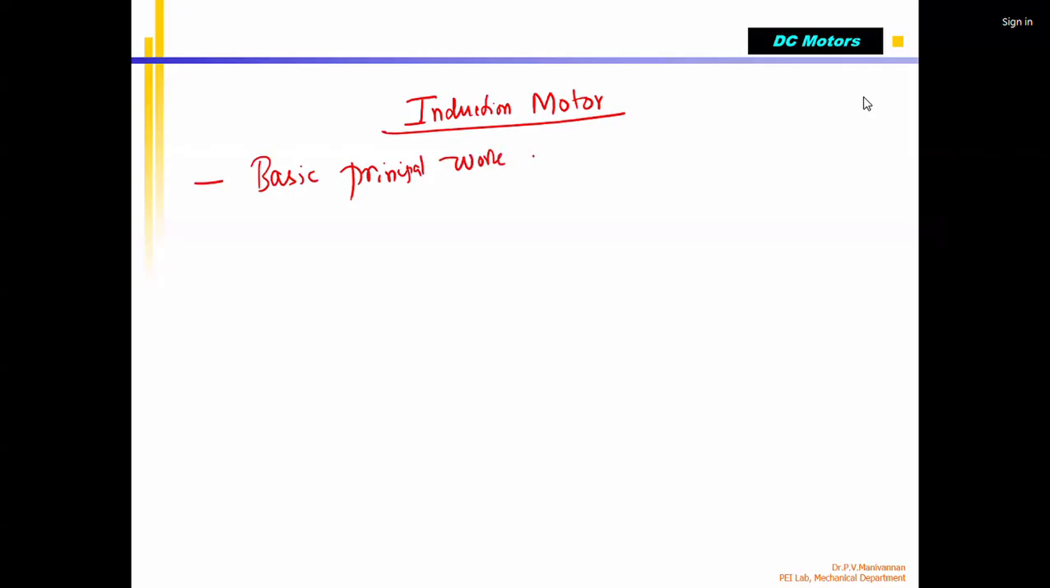When we talk about the induction motor, the basic principle of working of an induction motor: I say the induction motor (IM) is similar to an electrical transformer. You can note it down. The basic principle is the same.